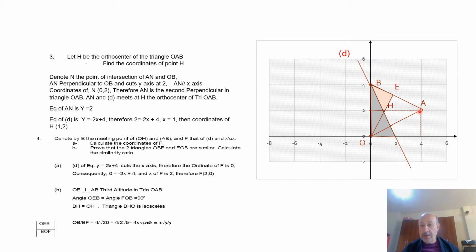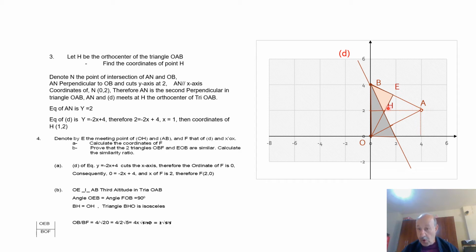So if we know the equation of these two lines, we can find the coordinates of the intersection, because H is common to line D and is common to this equation. So what is the equation of this line here? It is y equals 2. It cuts the y-axis at 2 here. So H lies on this straight line.